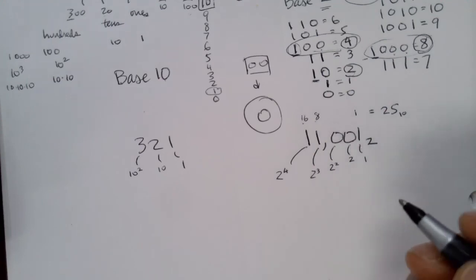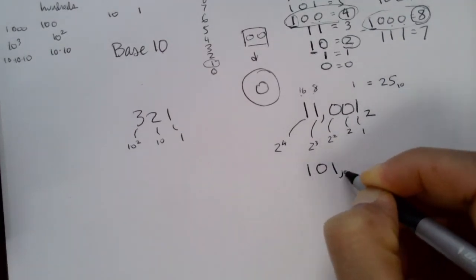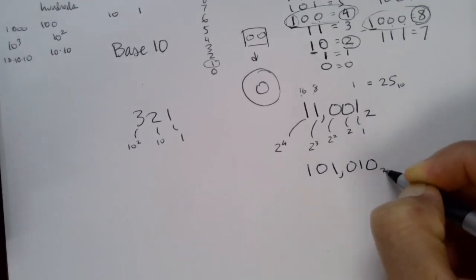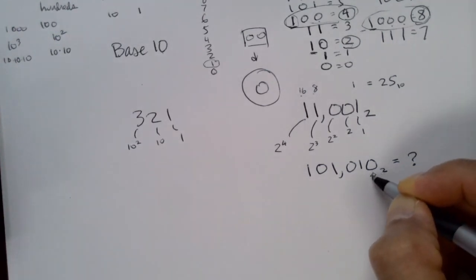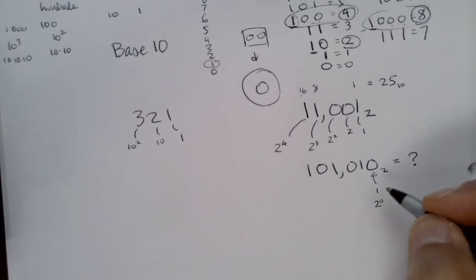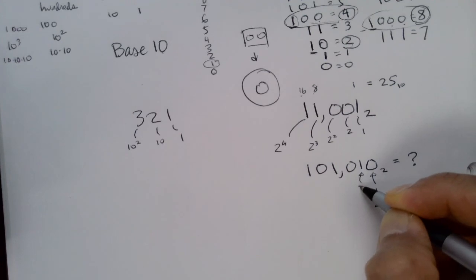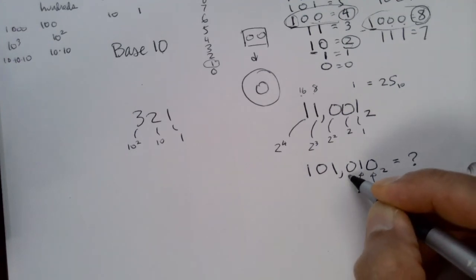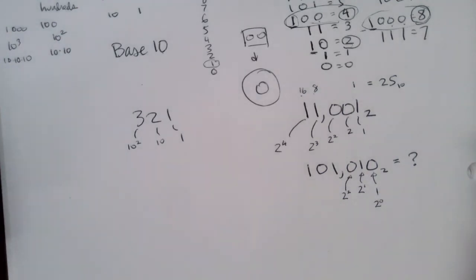It's a little problem for you to try out. I'll make a fun number, 101010 in binary. What is that? As a little hint, remember, this is the ones place, which we haven't talked about 0 power yet, but 2 to the 0 is 1. So this is the 1's place. And this is 2 to the first power. This is the 2's place. This is 2 squared, or the 4's place. Alright, give that a try.